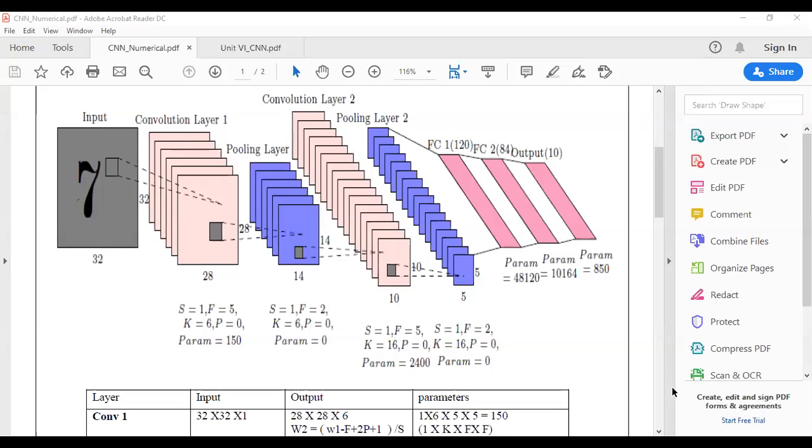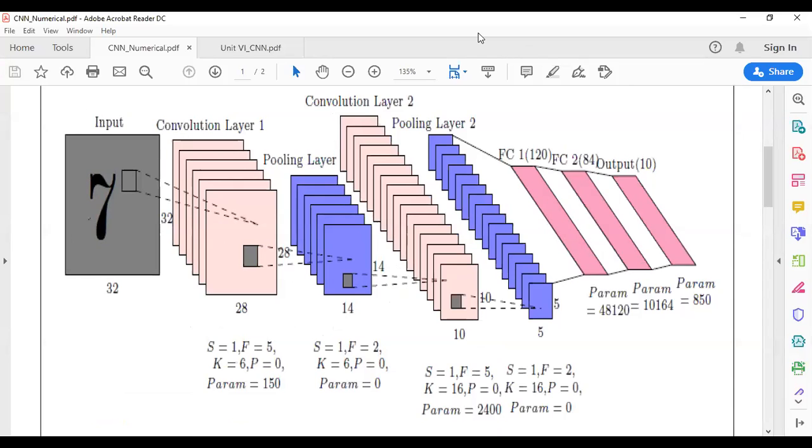Okay. Just give me a minute. This is the CNN numerical that I have here. Do you see a numerical solved on your screen? Yes, ma'am. Now this numerical is very easy. Once you have understood the construction of neural networks, understanding the numerical will hardly take a minute. Let's go through it together.